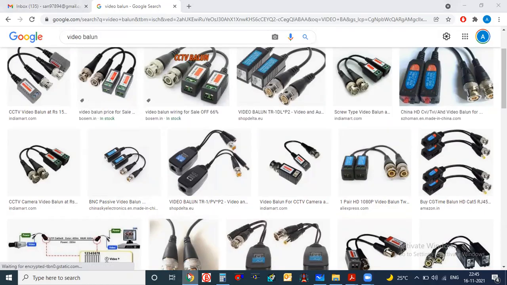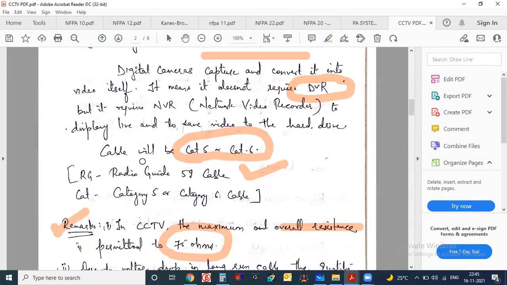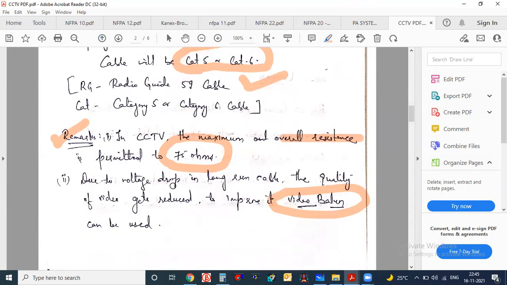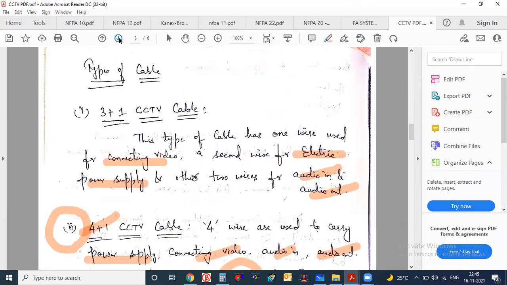Here it is written, the definition: due to voltage drop in long run cable, the quality of video gets reduced. To improve it, a video balun can be used. So you have to use the video balun to improve the quality of video, or this is a filter of noise and the amplifier together. Exactly.